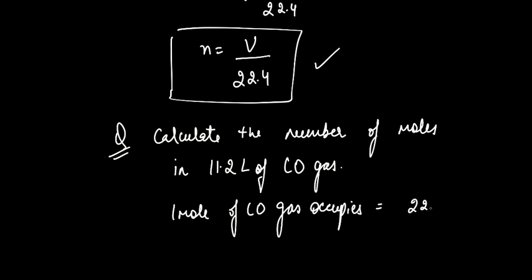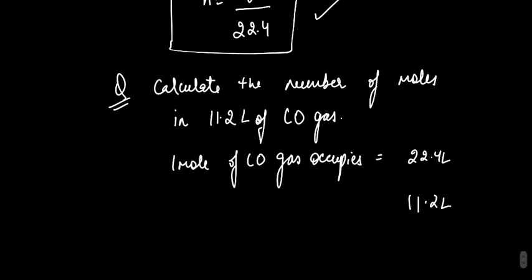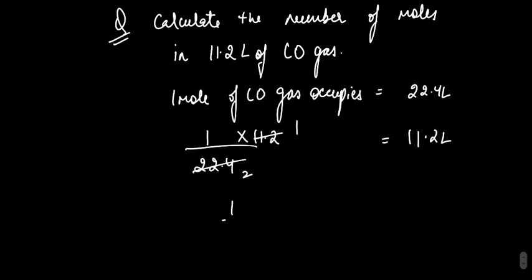So this is 22.4 liter. So 11.2 liter will be equal to how many moles? So 1 divided by 22.4 into 11.2. So this is roughly equal 1, this is 2. So this is half, that is equal to 0.5 mole.